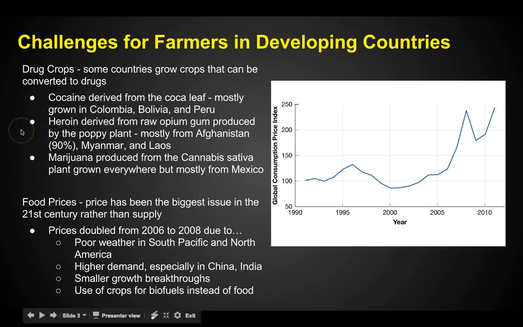Interesting. Heroin, which is derived from the raw opium gum, it's produced by the poppy plant. You find this mostly in Afghanistan, like 90%. Most of it's in Afghanistan, but also in Myanmar and Laos. And then marijuana is produced pretty much everywhere from the cannabis sativa plant. And a lot of it's found in Mexico and sold to the richer developed country of the United States, just north.